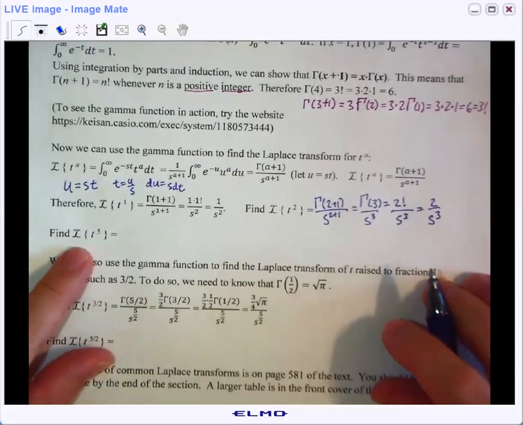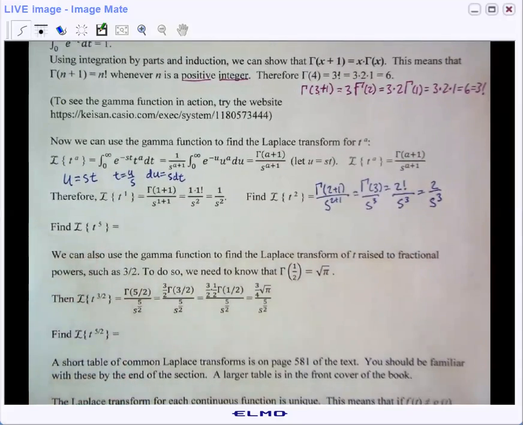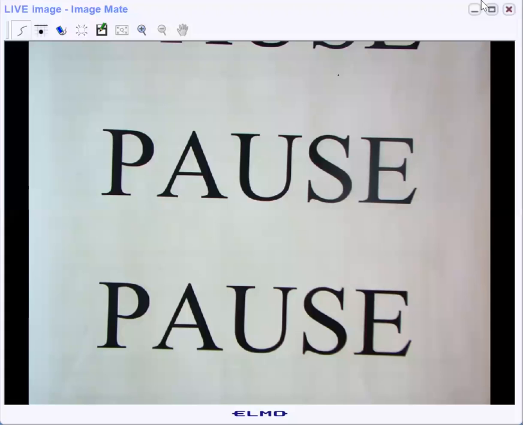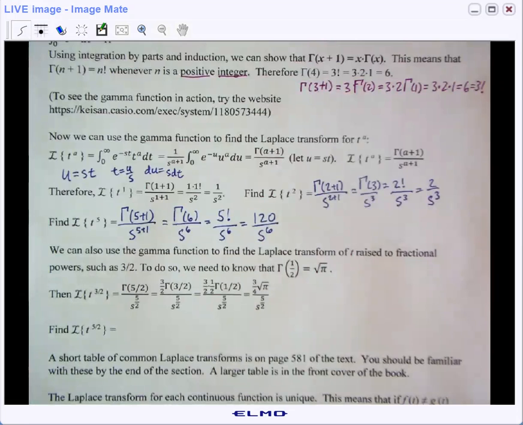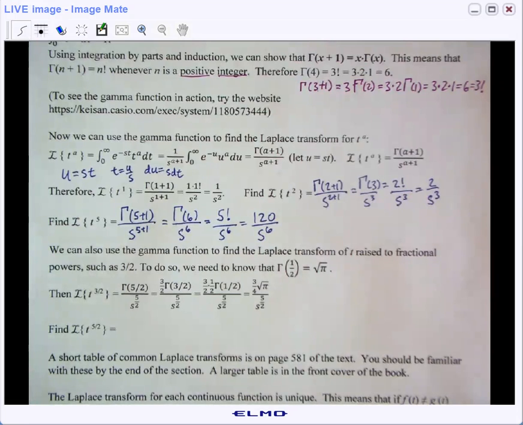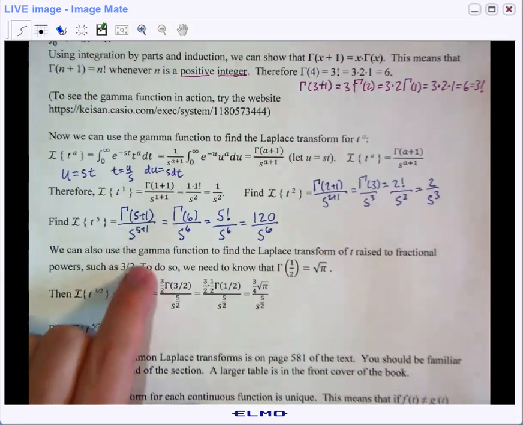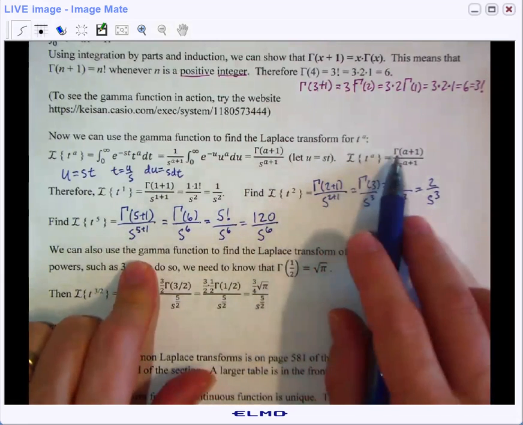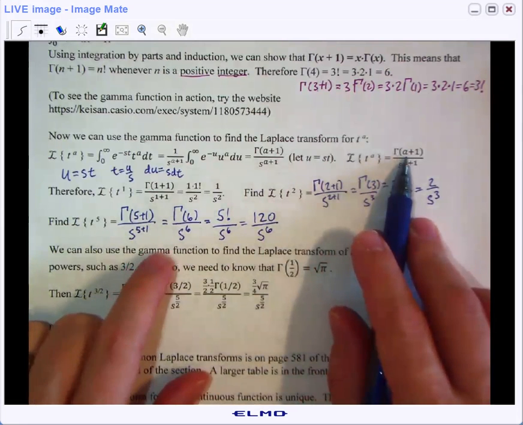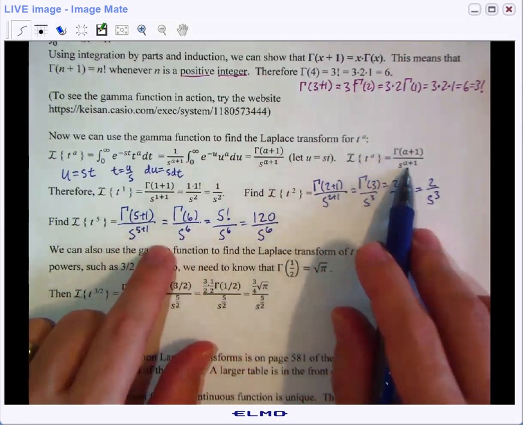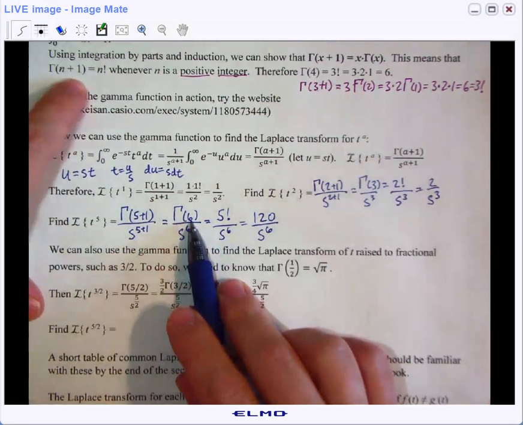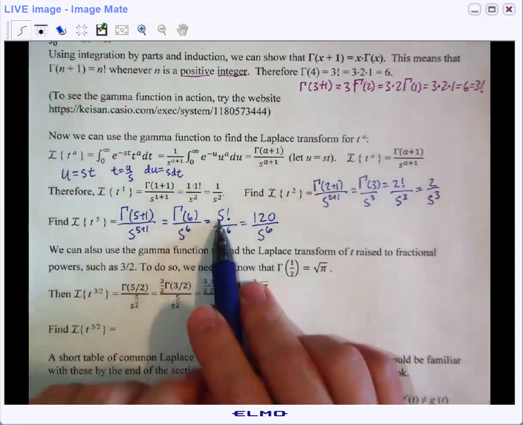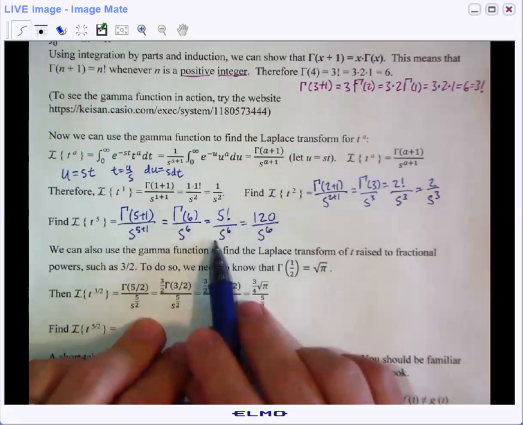Now I want you to try it for the Laplace transform of t to the 5th. We'll even pause the video while you do that. All right, so using our formula here, we notice that a is equal to 5. So the Laplace transform for t to the 5th is gamma of 5 plus 1, 5 plus 1 is 6, over s to the 5 plus 1 or 6th power. And remembering that gamma of 6 is going to be 5 factorial, and 5 factorial is 120, over s to the 6th.